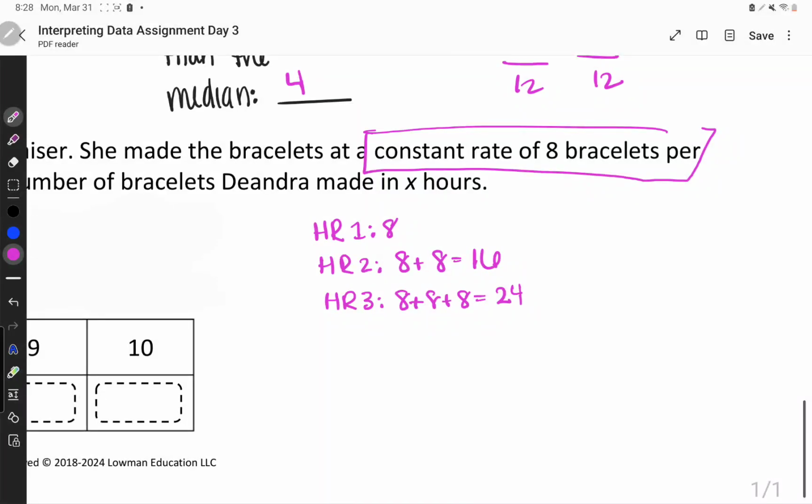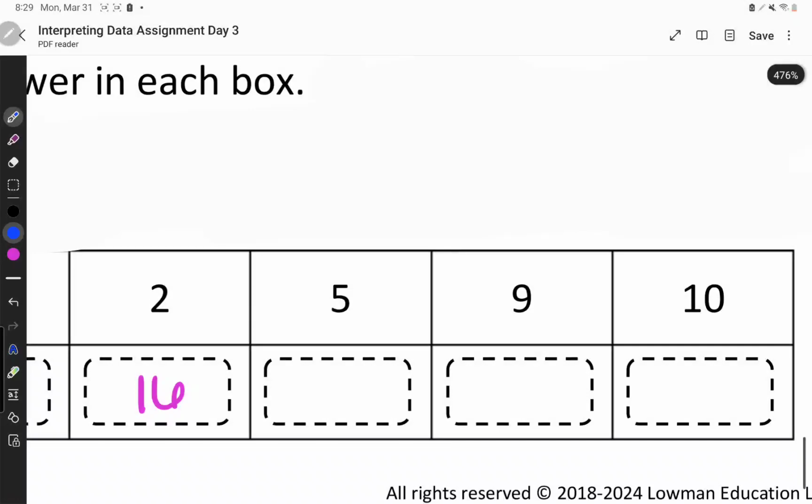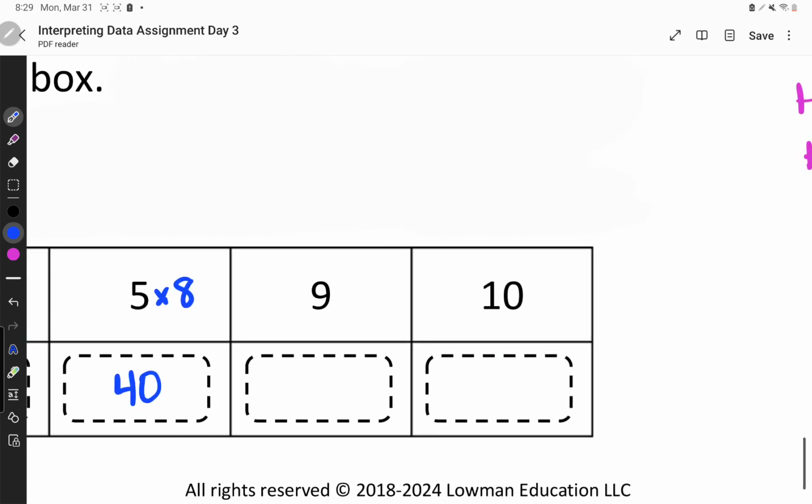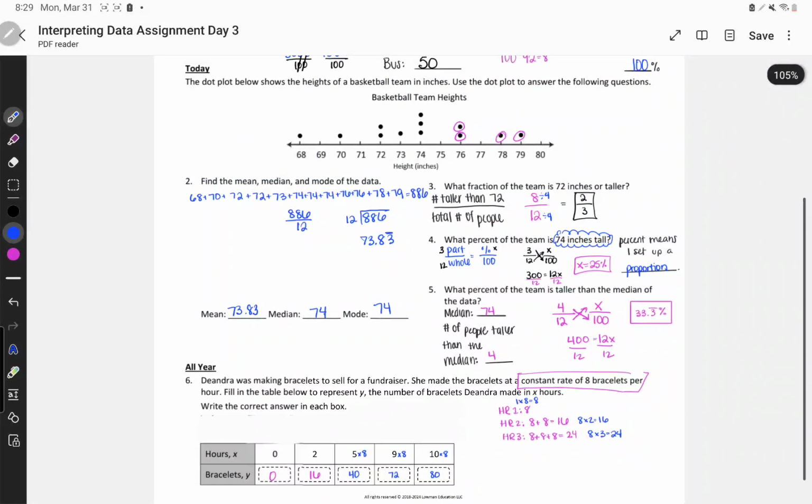If you notice here, this is a pattern. I have 1 times 8, which gives me 8. This one is 8 times 2, which gives me 16. This one is 8 times 3, which gives me 24. So looking here, what would I do with my 5? She's worked for 5 hours. Each hour she made 8 bracelets. So that would be 5 times 8, which gives me 40. What about the 9? We would do 9 times 8, which gives me 72. And what about for 10? We would do 10 times 8, which gives me 80. That should be everything.